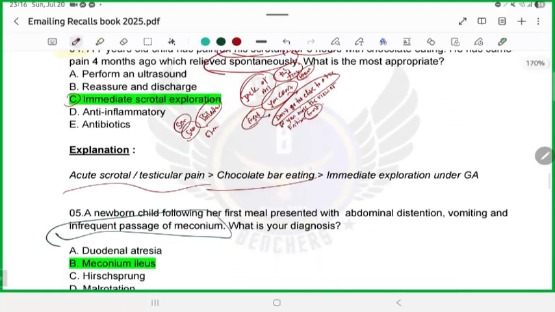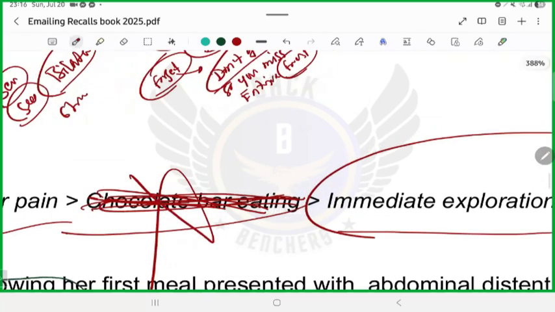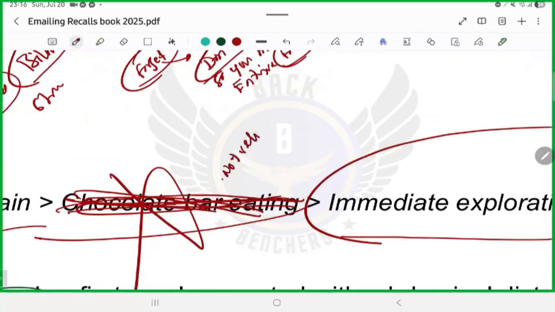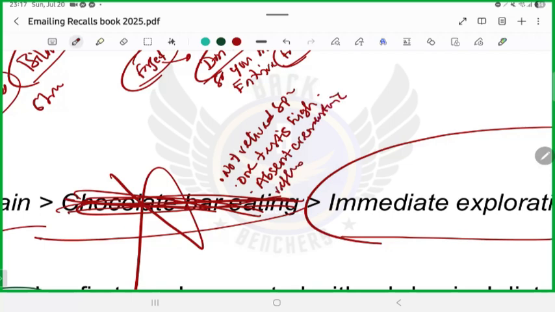Acute scrotal pain: no, the chocolate bar is not the clue, guys. Chocolate bar has no association with it. Immediate exploration under GA if acute scrotal pain is not relieved spontaneously, or acute scrotal pain with one testis high, or acute scrotal pain with absent cremasteric reflex. Immediate scrotal exploration.